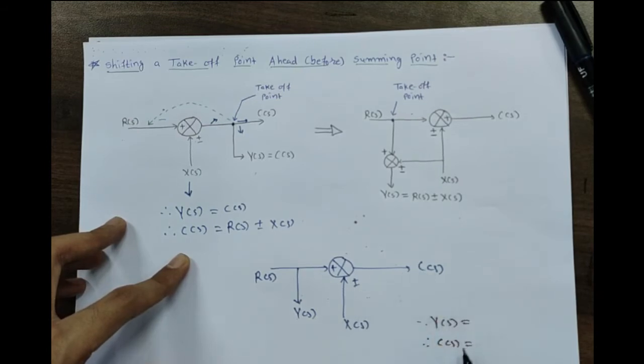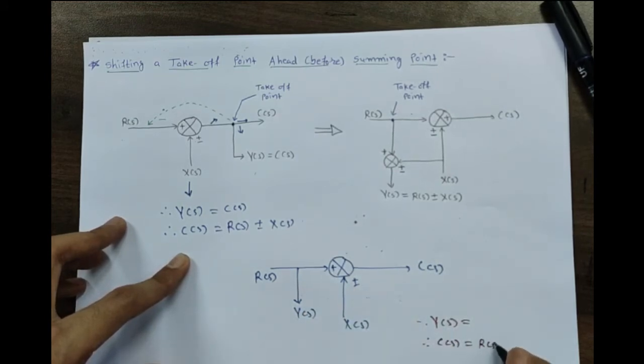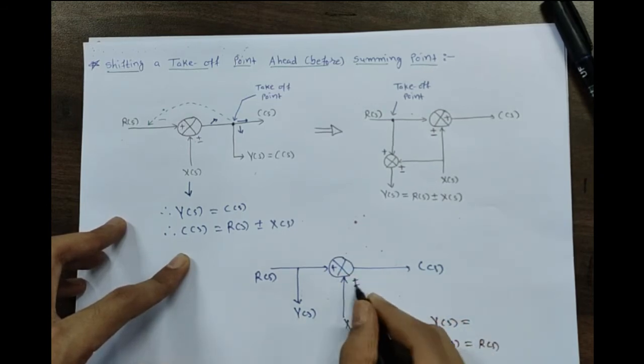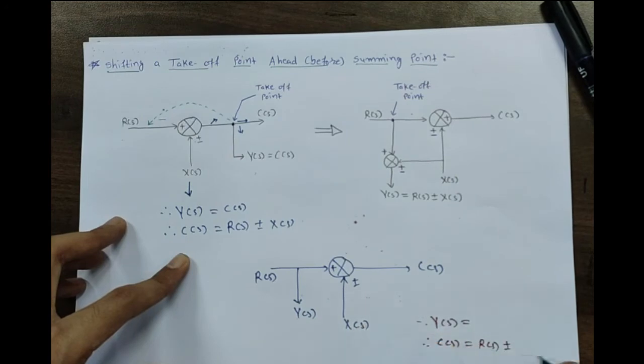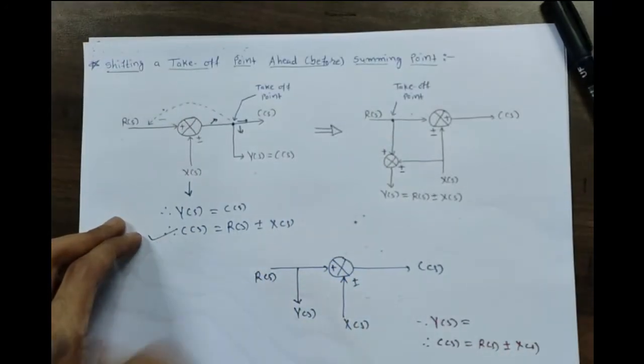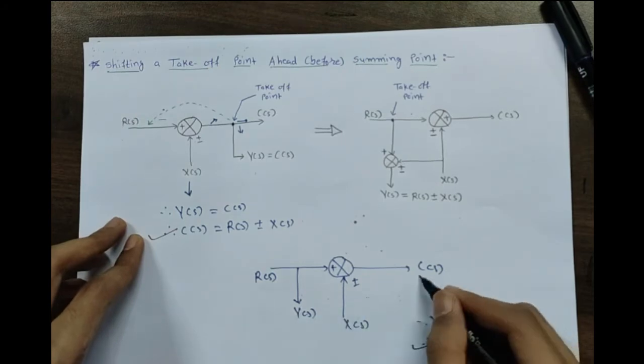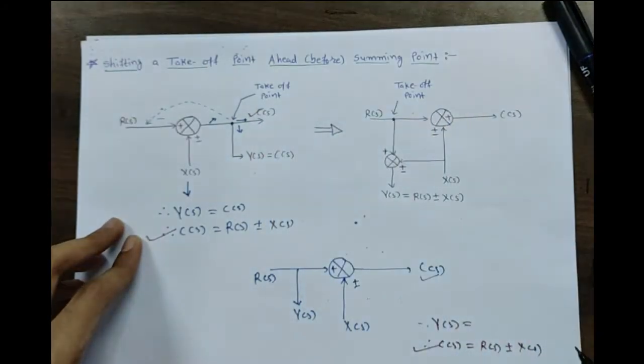Now just first write down the value of c of s. It will be r of s plus or minus x of s, because here r of s is coming, that is why the r of s sign is plus, so we don't have to worry about plus or minus. Here you can see plus or minus x of s. So in the first case it is also r of s plus or minus x of s. Here also it is r of s plus or minus x of s, so nothing is changing. So c of s is okay.